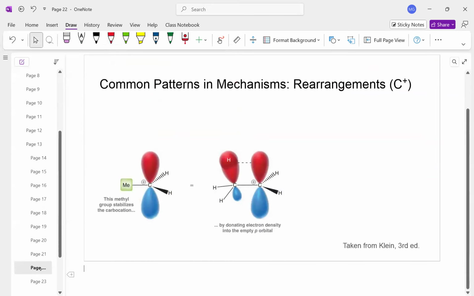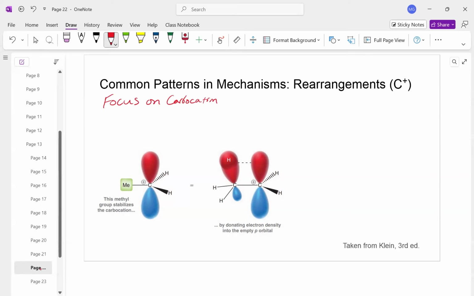Now, finally, the last common pattern in mechanisms is rearrangements. And there are many different types of rearrangements. We'll probably focus on some either at the end of this semester or the beginning of next. But right now, we're going to focus on what are called carbocation rearrangements.